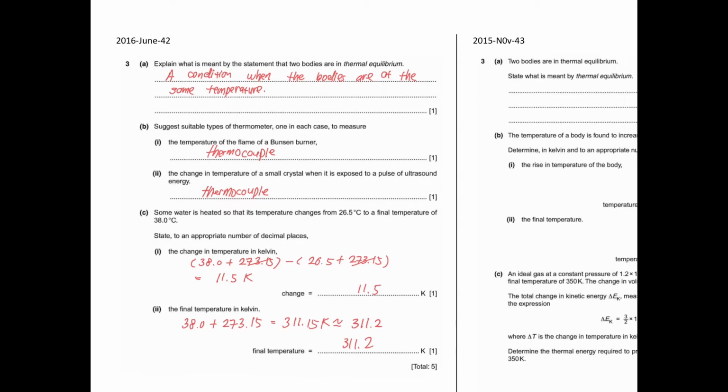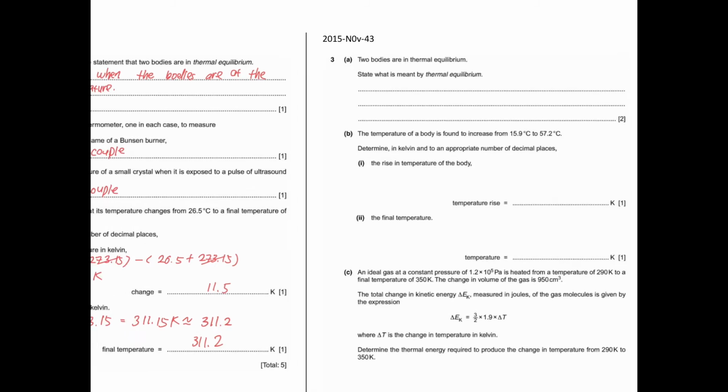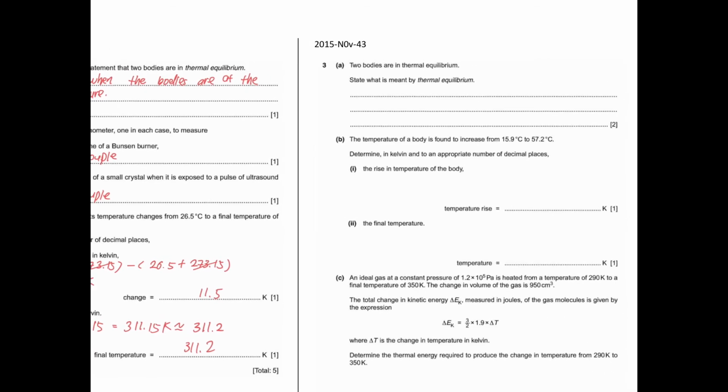Now let's see something else. Okay. 3A. Two bodies are in thermal equilibrium. State what is meant by thermal equilibrium again. So you can just read the answer from the left hand side: a condition when the bodies are at the same temperature. Okay, so this one settled. Okay, we look at B.